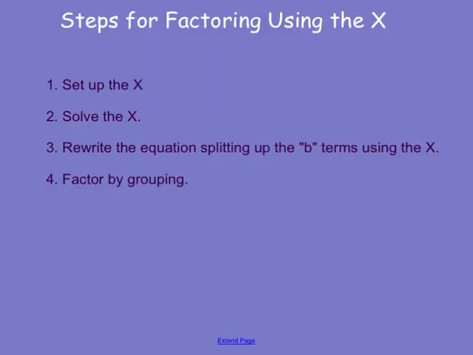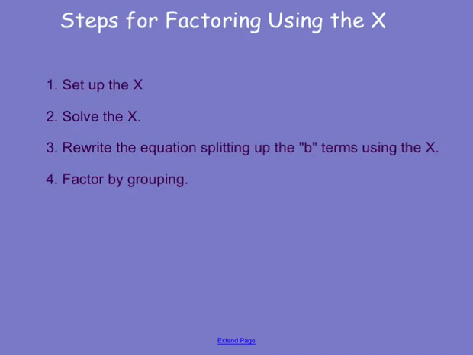So first and foremost, the first thing you want to do is set up the x. Remember, that's what we talked about on the previous note sheet. So we're going to multiply our a times our c, and that's our product on top. Then that's going to add to b, which is our sum on the bottom. Then you need to solve the x. You need to figure out which numbers multiply to the top and add to the bottom.